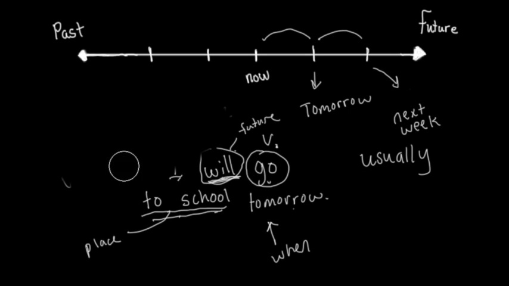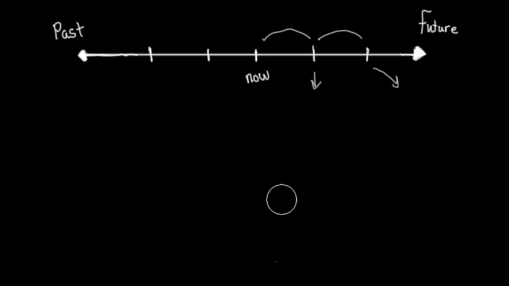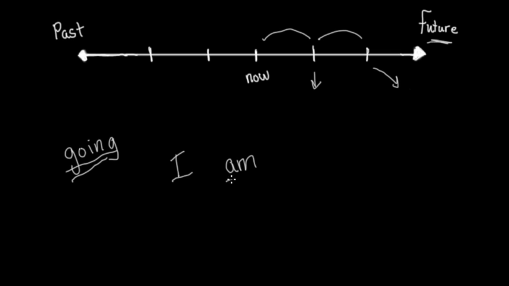Now, will is not the only way to talk about the future. We can also use going. Going can be used to talk about the future as well. So, let's make another sentence. I am. Now this is a verb. This is the verb form of be. If we have I, we say am. If we have you, we would use are, right? Because there's a verb here, we can't use the simple form of go. We have to change it to going. It must change. That is why.